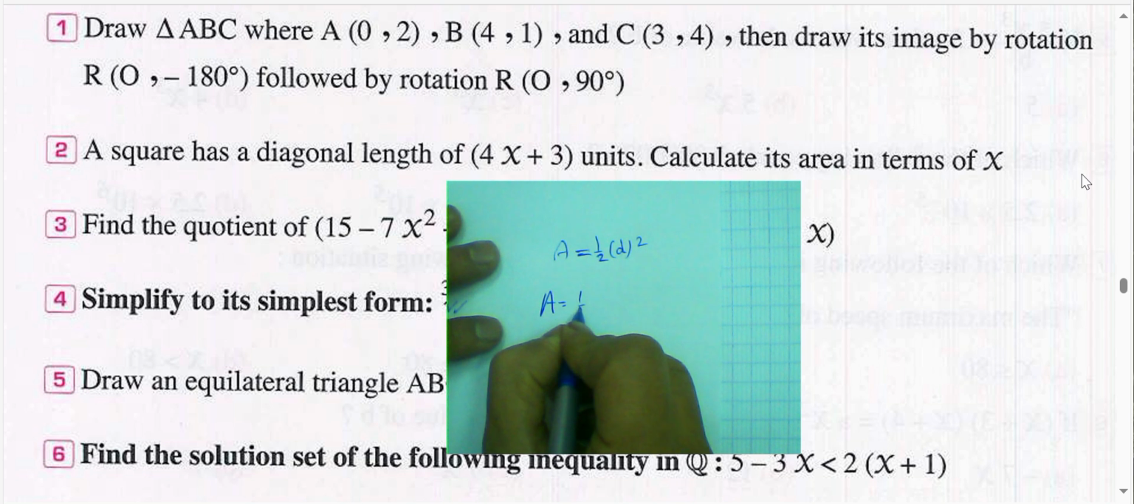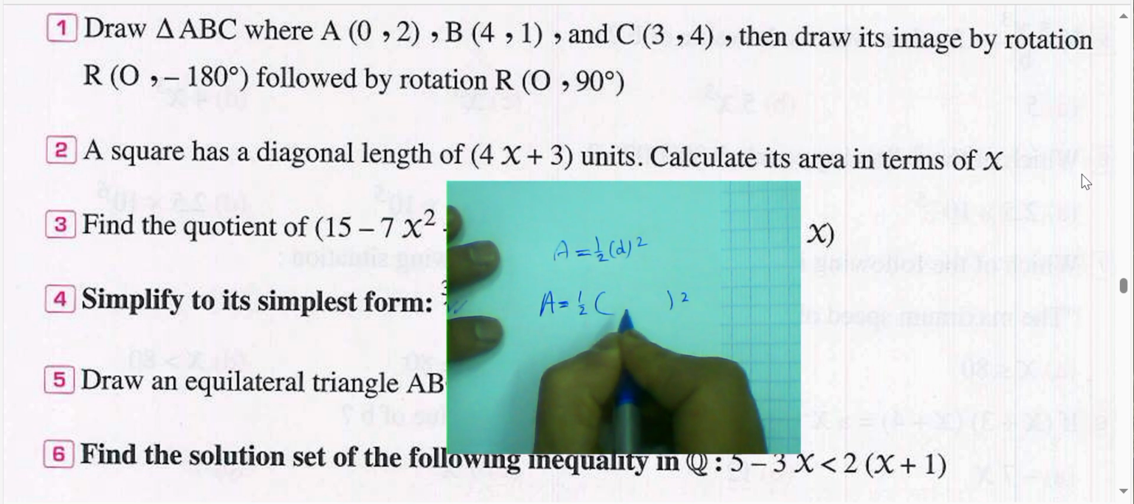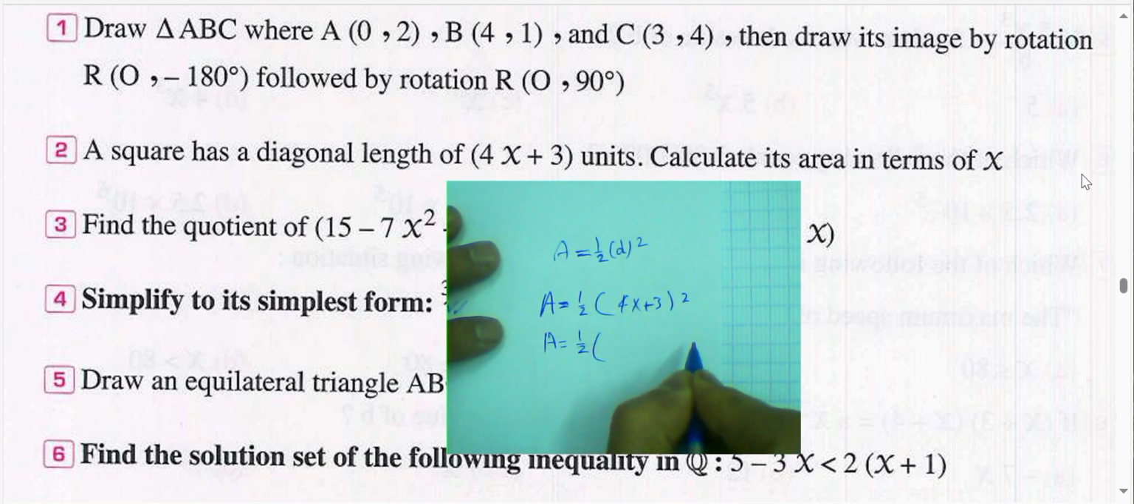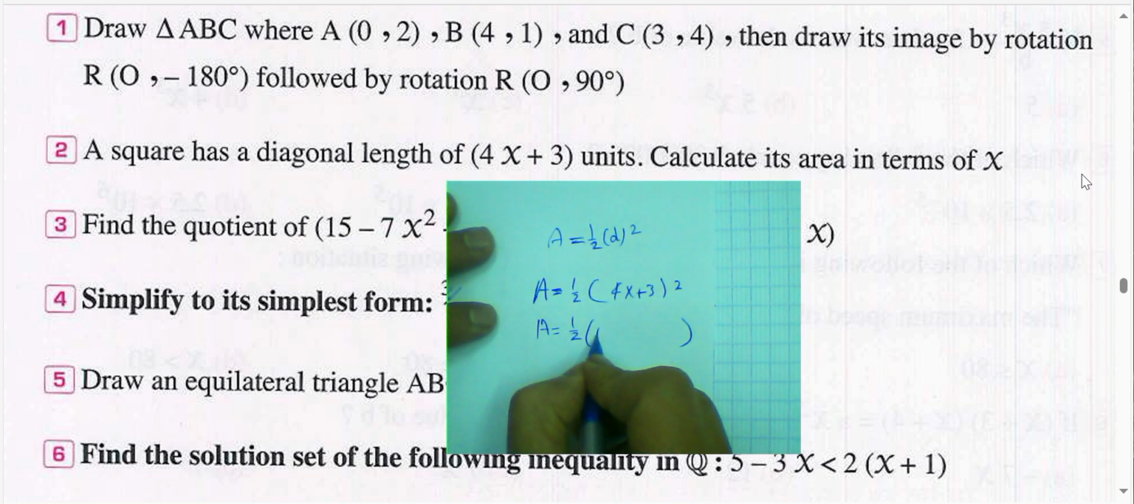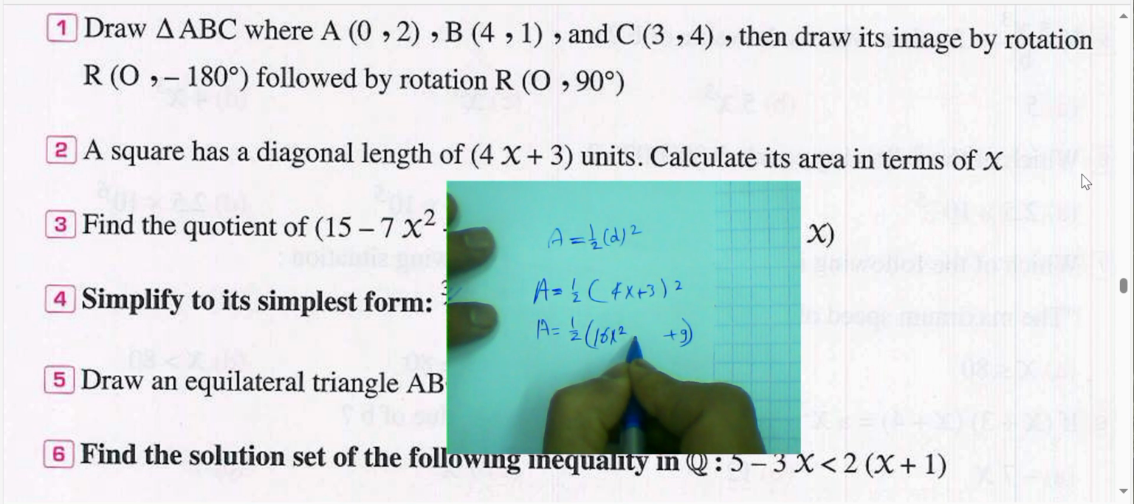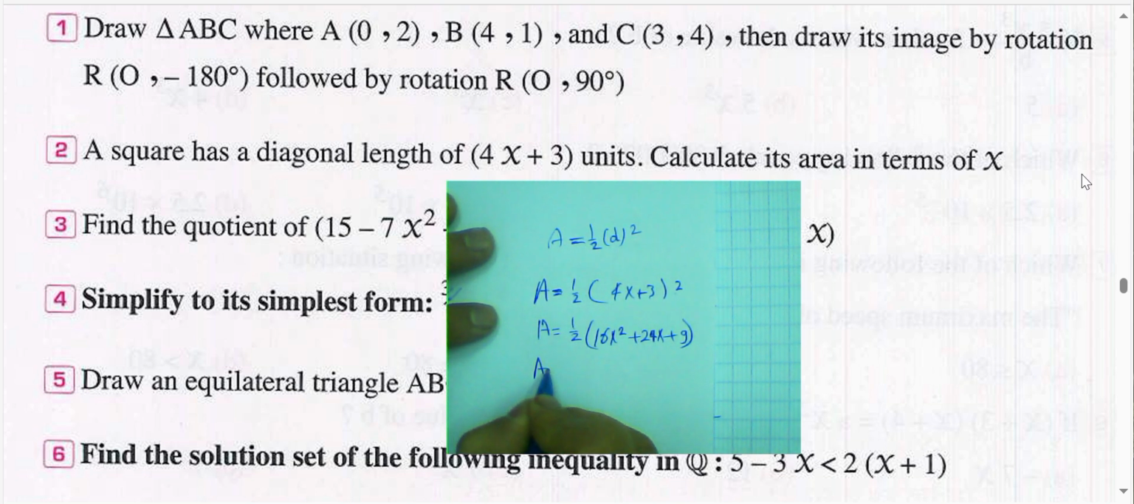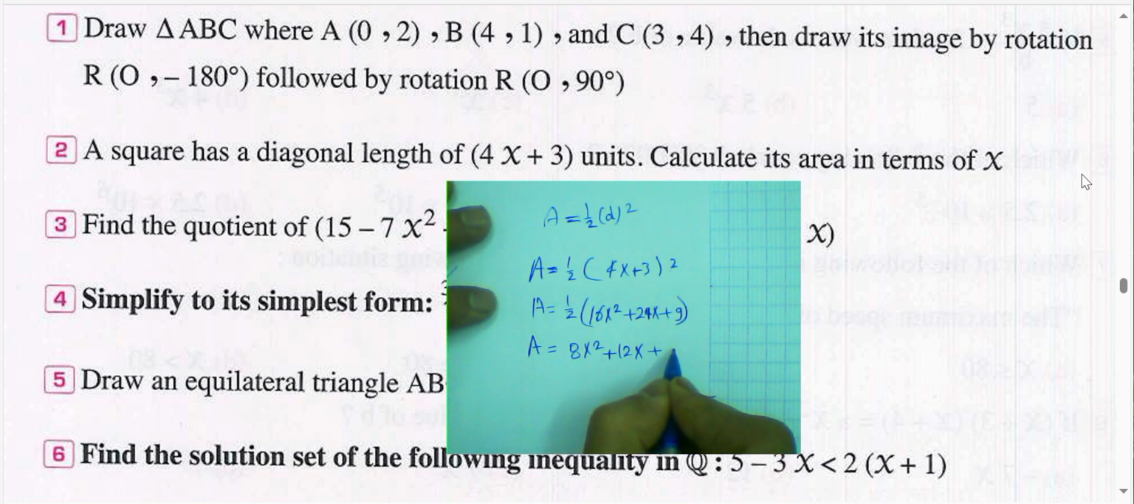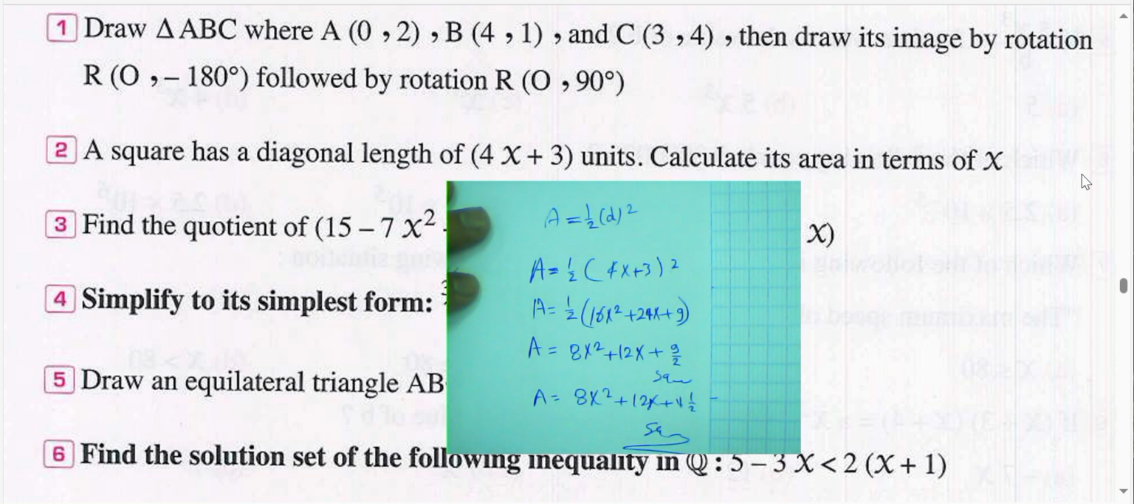The area equals half of the diagonal power 2. The diagonal here was 4x plus 3. Then the area equals half of this expression power 2. First power 2 will be 16x power 2, and 3 power 2 will be 9, and in the middle 2 times 3 times 4x will be 24x. So the area in the simplest form, we can divide 16 by 2, which will be 8x power 2, 24 divided by 2 equals 12, and 9 divided by 2 will be 9 over 2. It will be square units, or you can simplify it: 8x power 2 plus 12x plus 4.5 square units. It's the area of the square.